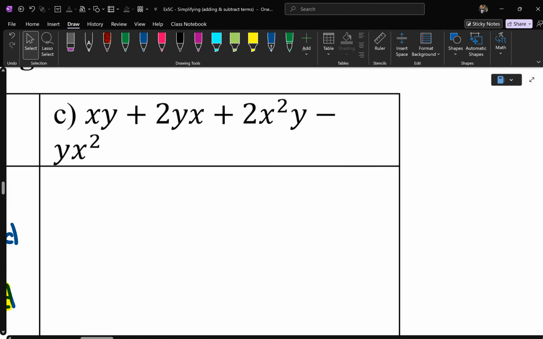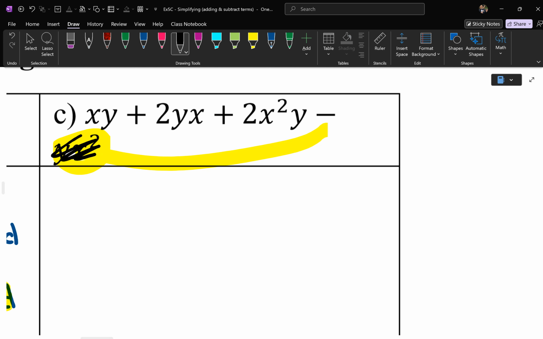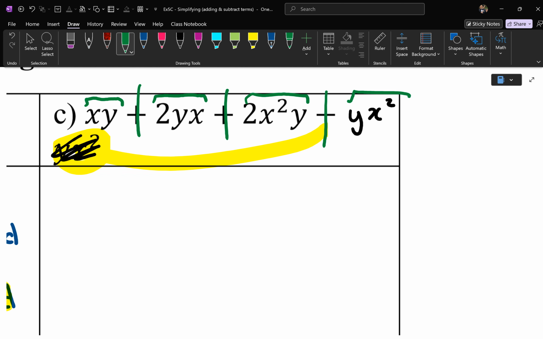How many terms are there? Sorry, this one should have been up here. I'm just going to rewrite it again. Let's just write it as minus y(x squared). How many terms are there? Beautiful. Love it. There we go. Plus, plus, minus. There are 1, 2, 3, 4. Out of those 4, there has to be something that you can group together. There are 2 that are the same.